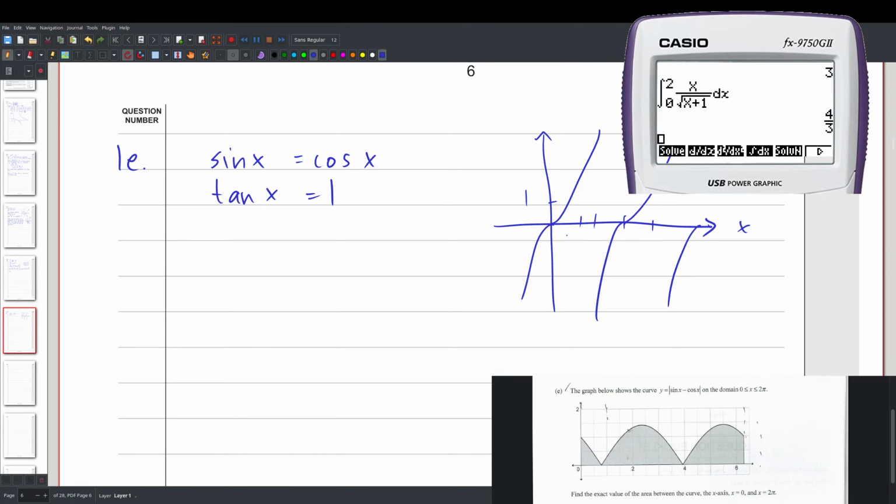It's pi on 4, I guess. Pi on 2. Pi. 5 pi on 4, I think. Yeah, so x equals pi on 4 or 5 pi on 4, if 0 less than x less than 2 pi.